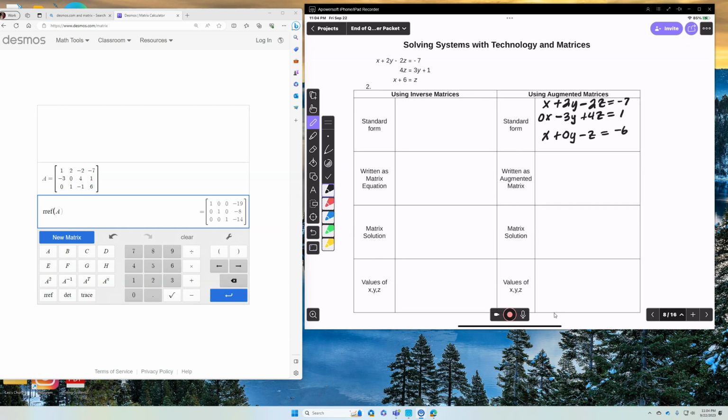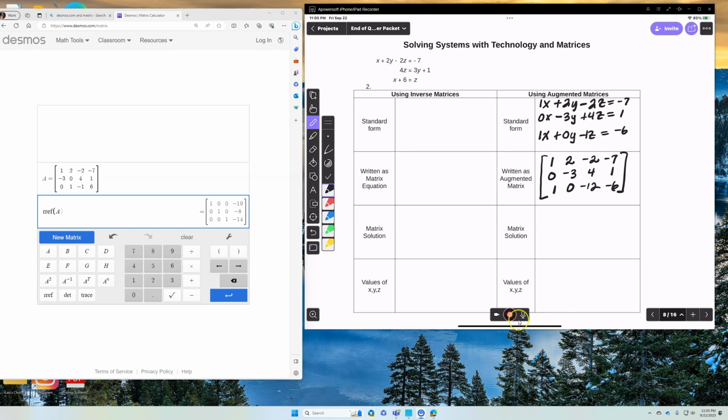So now we're going to go ahead and write it in an augmented matrix. So remember, it's a bracket. If it makes it easier, you could go ahead and put your numbers there. Don't forget the negatives. So you have 1, 2, -2, -7, 0, -3, 4, 1, 1, 0, -12, -6.